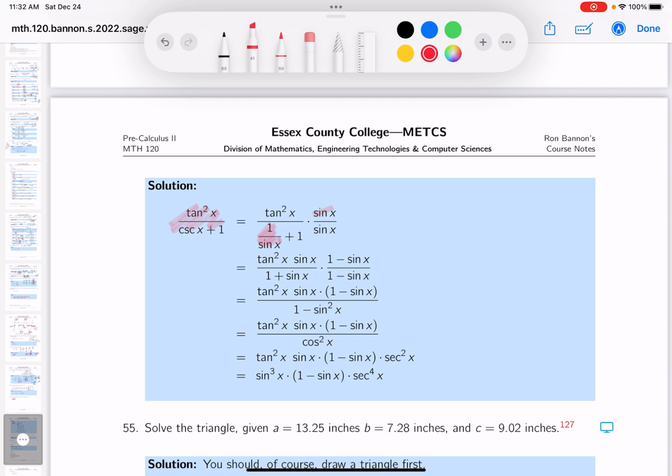What do you get? You get tangent squared times sine x. On bottom, you get 1 plus sine x. Then I multiply the top and the bottom by the conjugate. Relatively simple to do. And what do you get? Well, the top, really not the one that bothers me. The bottom is going to be 1 minus sine squared x. What does that mean? Pythagorean identity is cosine squared.